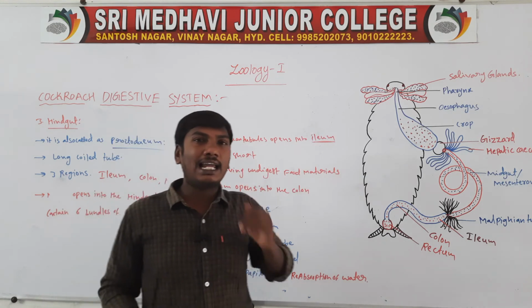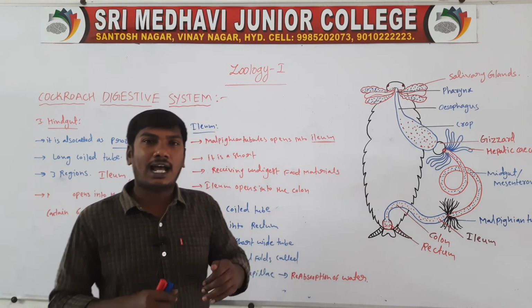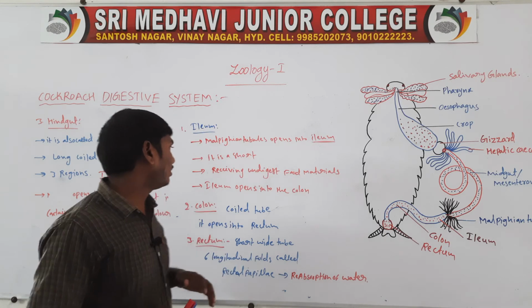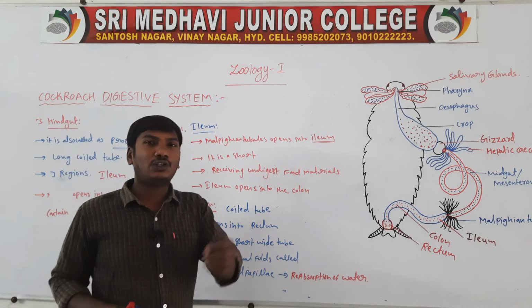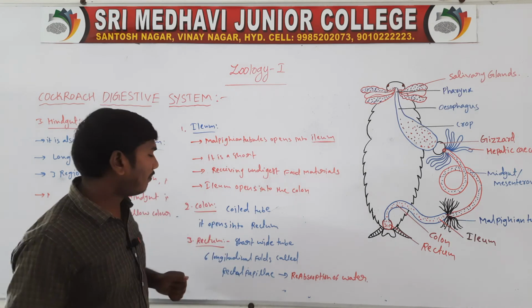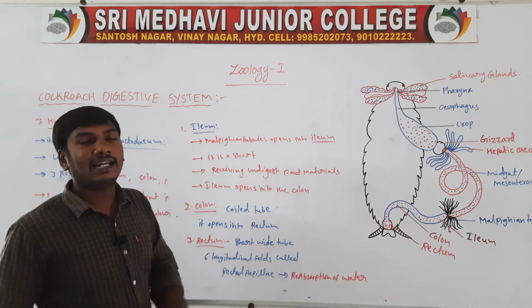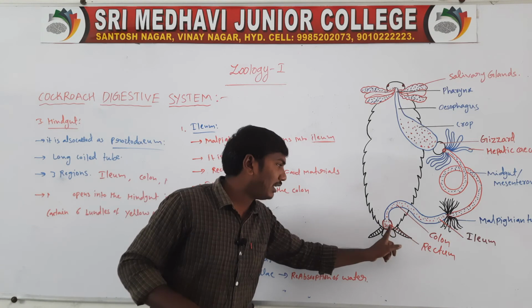Next, the ileum opens into the colon. Second heading, colon. The colon is a coiled tube. It opens into the rectum.